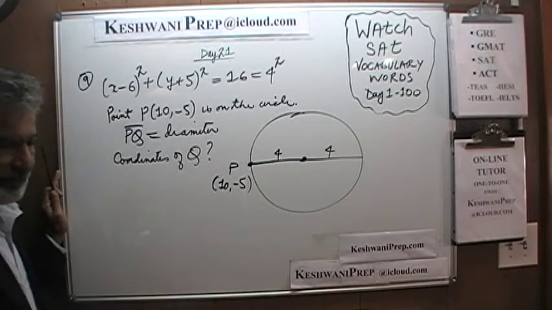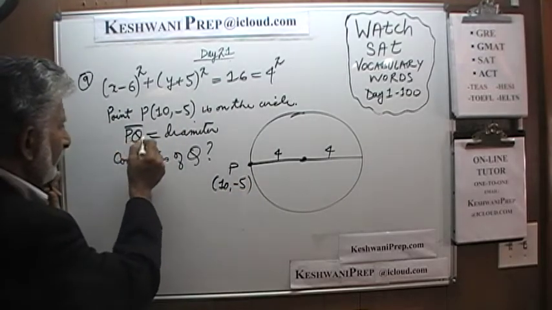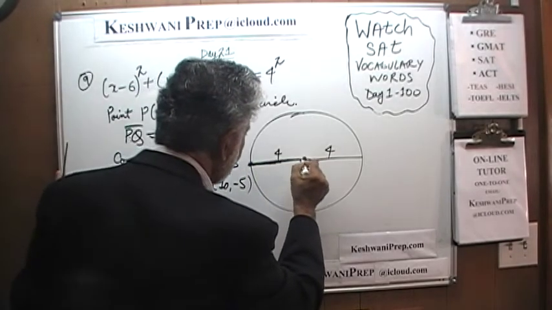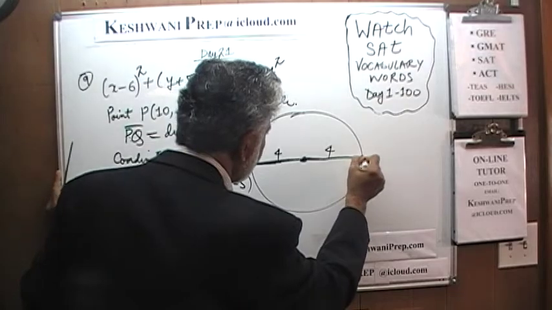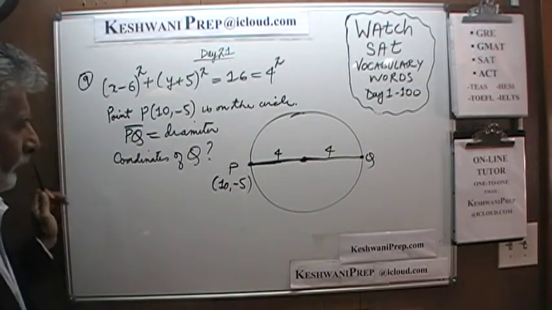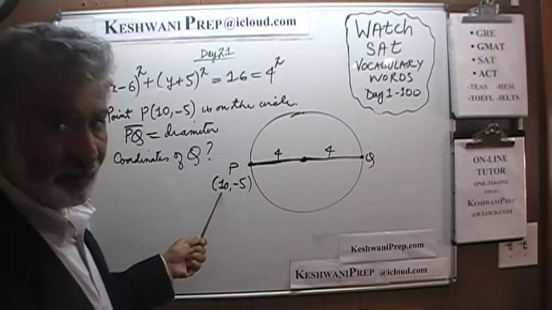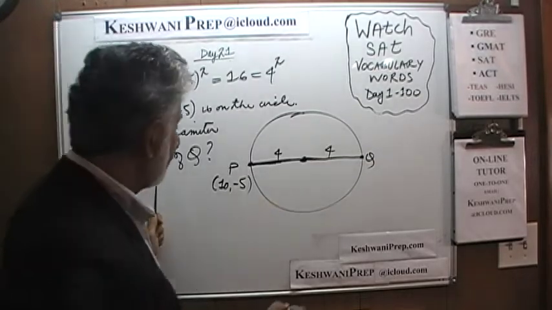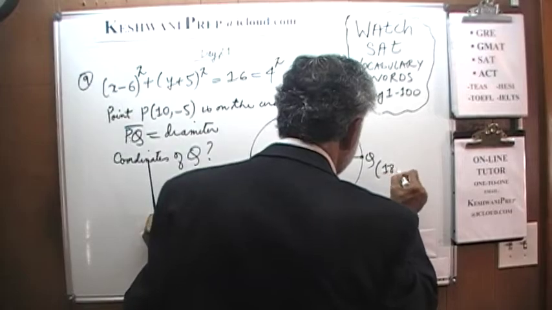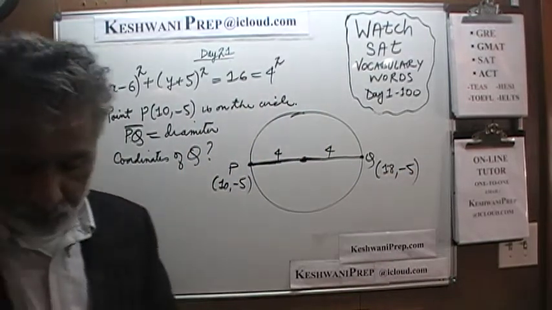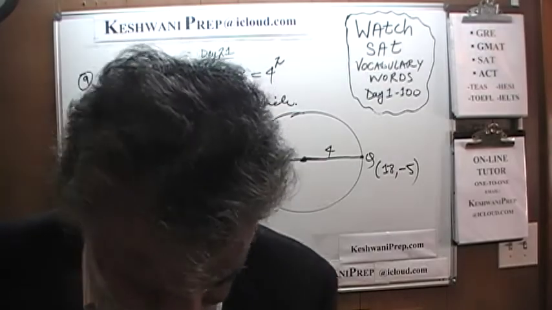Now the question is, if that's the case, and if distance PQ is the diameter, we go straight across through the center and we'll reach the point Q. So the coordinates of point Q are going to be, if this is 10, plus 4 is going to be 18. 18 and negative 5. That's it. Those are the coordinates of point Q. We're done.